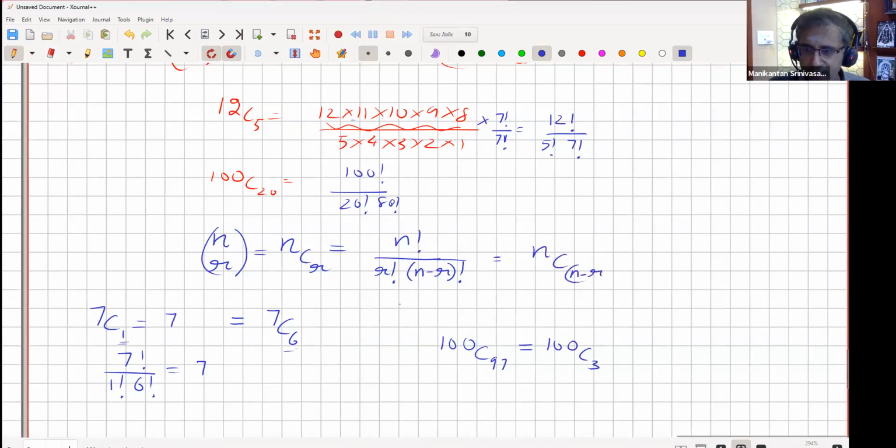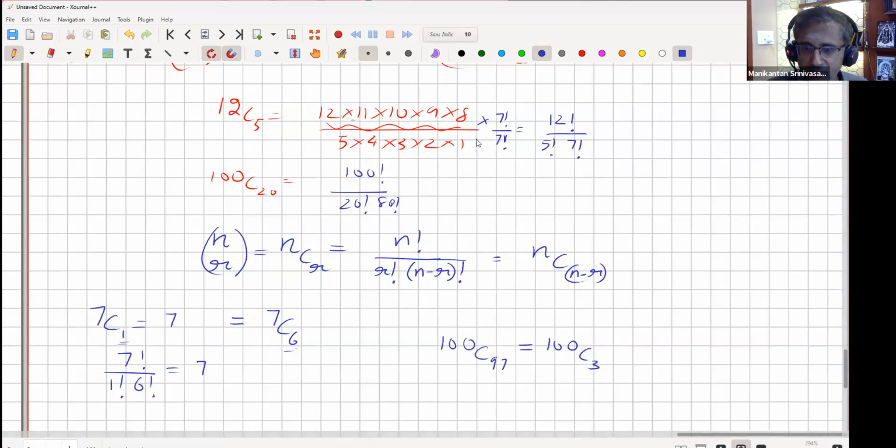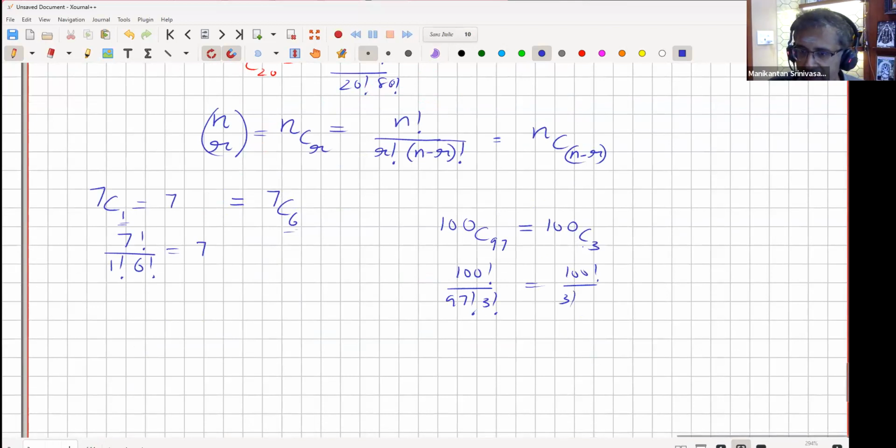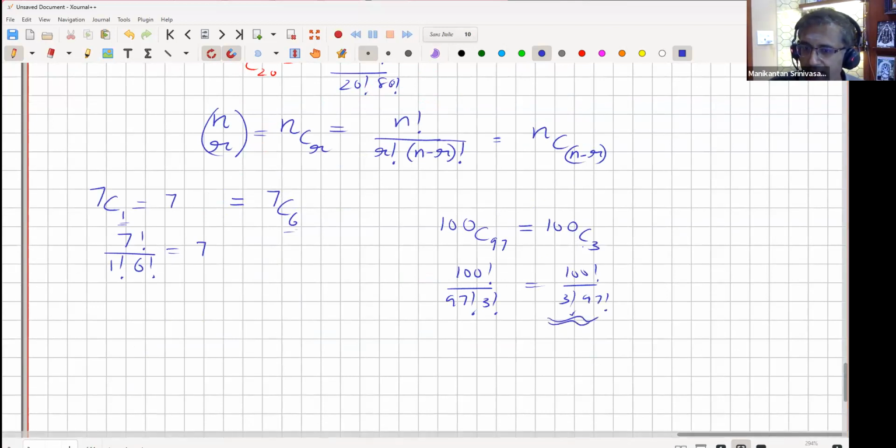And the formula also tells that, because if it's, for example, let's go with 100 choose 97 itself, right? The formula says it's 100 factorial by 97 factorial times 3 factorial. Here the formula says it's 100 factorial by 3 factorial times 97 factorial. Only the ordering of the R factorial and the n minus R factorial in the bottom are interchanged. But numerically, it's the same value, right? And intuitively also, it makes sense.